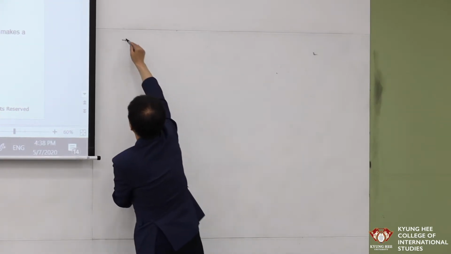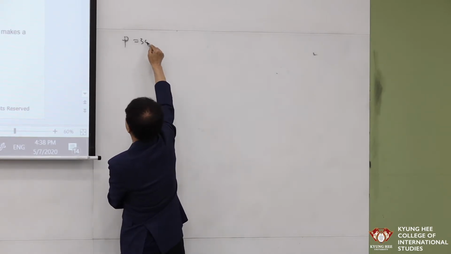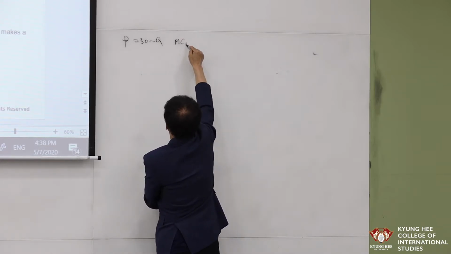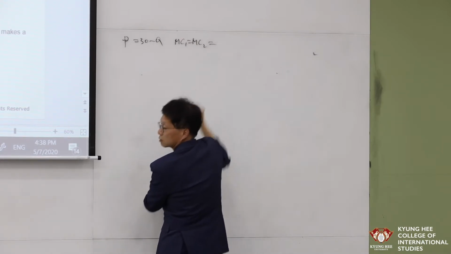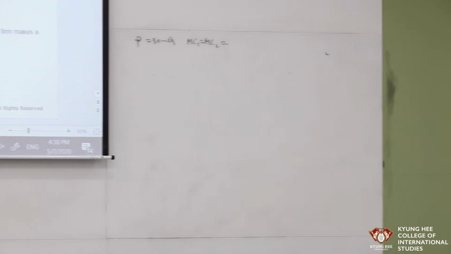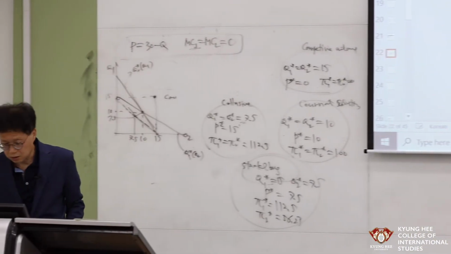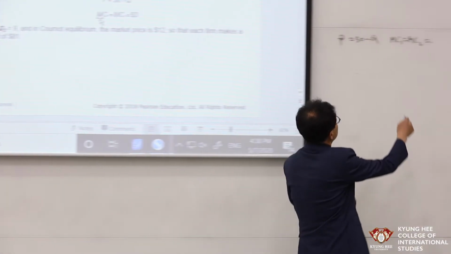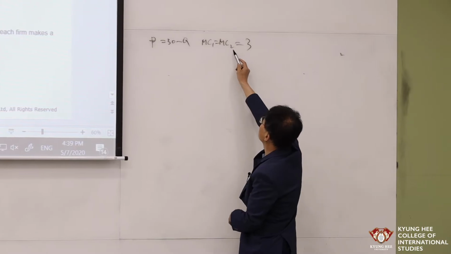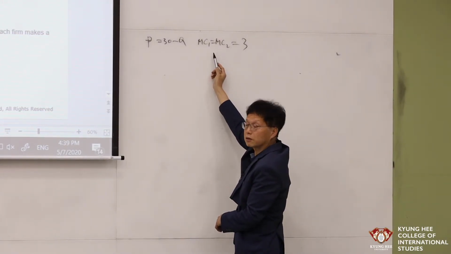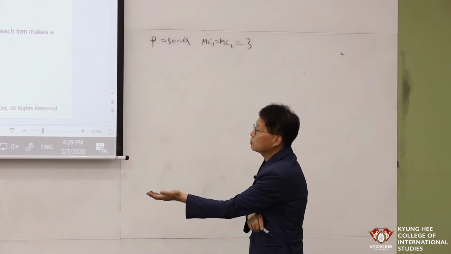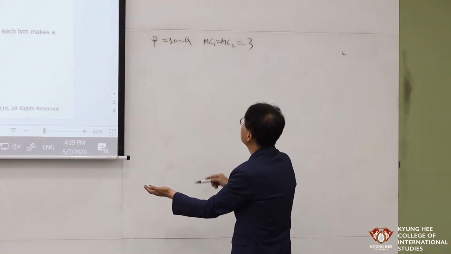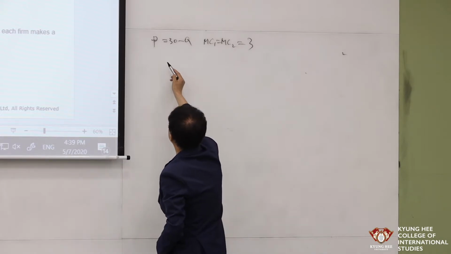Right? Price is 30 minus Q, and marginal cost 1 and marginal cost 2 are equal to 3 here. Yes, $3. In the earlier example, this was equal to 0, but now it is 3, and then we can solve everything. For example, the Cournot model, how can you calculate the Cournot model?